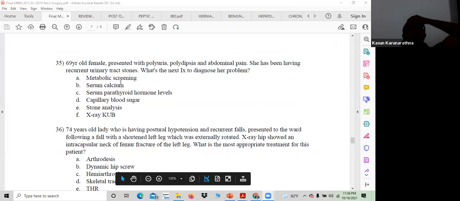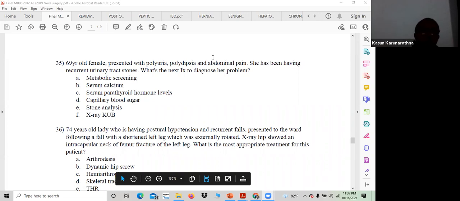Diagnose, you should do serum calcium, then investigate to find the cause, right? You confirm this is hypercalcemia, then find the cause. You can't diagnose by this. Probably they have asked for the next investigation with regard to analyzing this problem, right? Without confirming the hypercalcemia, you can't do anything. No? So the answer should be B.